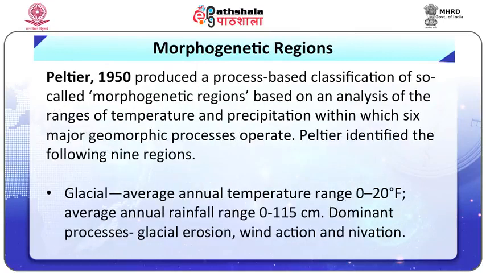Peltier in 1950 produced a process-based classification of so-called morphogenetic regions based on an analysis of the ranges of temperature and precipitation within which 6 major geomorphic processes operate. Peltier identified the following 9 regions. First, glacial. Average annual temperature range 0 to 20 degrees Fahrenheit. Average annual rainfall ranging between 0 to 115 centimeters. Dominant processes: glacial erosion, wind action and nivation.